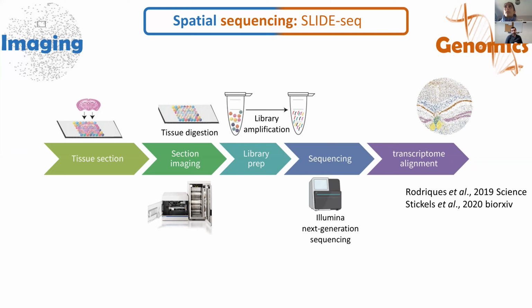After the sequencing, the last step is to perform a transcriptome alignment. To perform this alignment, you use two pieces of information. First, the information coming from the sequencing, so each RNA has spatial information. And second, the picture that you have taken before the sequencing. Thanks to that, you can reconstruct the spatial transcriptome of your favorite sample.